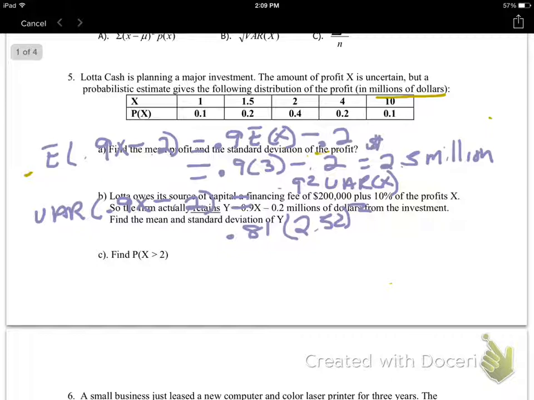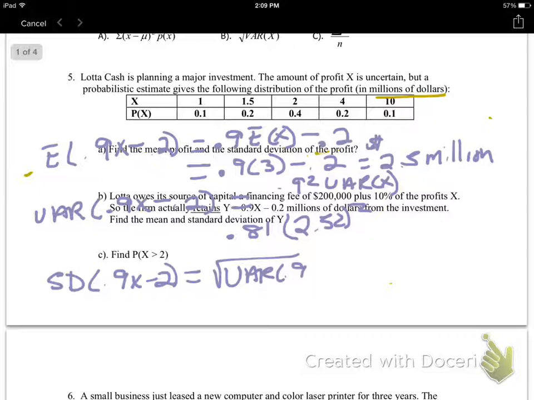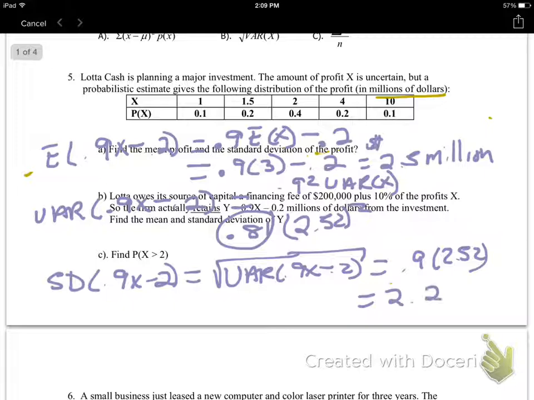Okay. So my standard deviation of 0.9x minus 0.2 is equal to the square root of the variance of 0.9x minus 0.2, which is going to be equal to 0.9 times 2.52, right? Because this 0.9 was squared, we take the square root of that. 0.9 times 2.52, and I get $2.27 million.